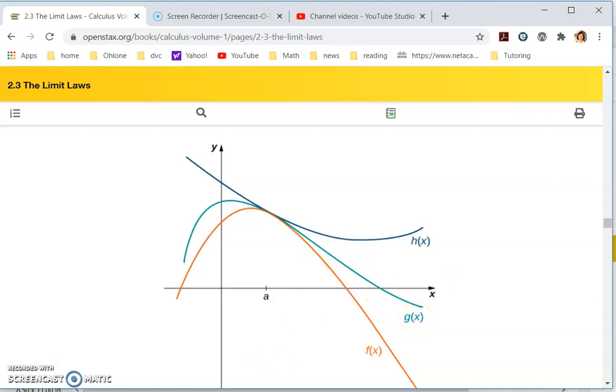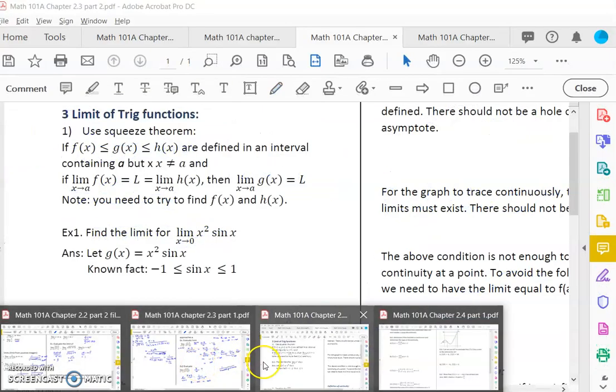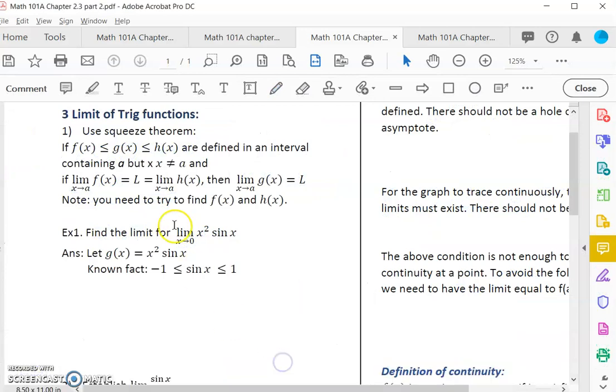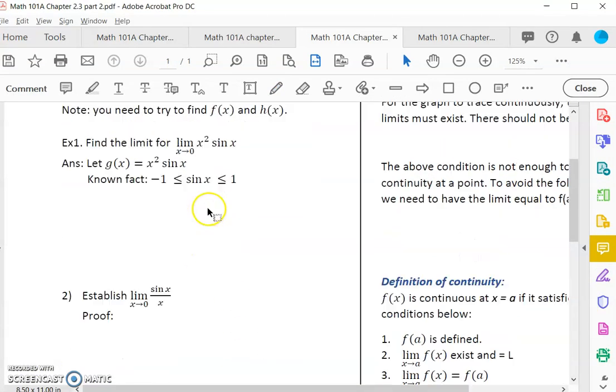Okay, so let's go back to the notes that we have. So when we use the Squeeze Theorem, the work is not actually to calculate the function, but actually to find the functions: one function that's always less than g of x, and one function that's always bigger than g of x.